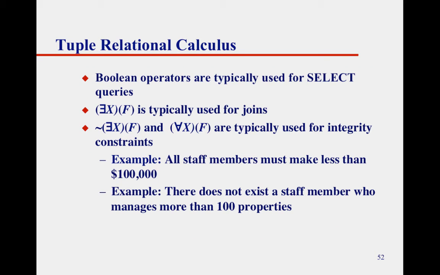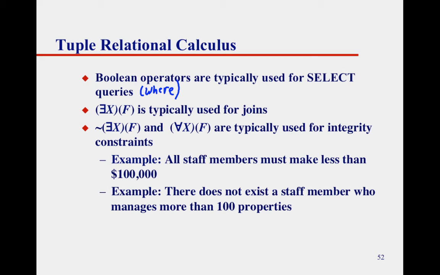Okay? And you can map it pretty easily to real SQL. So Boolean operators are typically used for select queries. Okay, so they're typically in the where clause. There exists X such that some formula is typically used for joins. So that's really a subquery in SQL, but as I said, there is no explicit join operator in the relational calculus. The way you get it is by using a qualified formula with there exists.